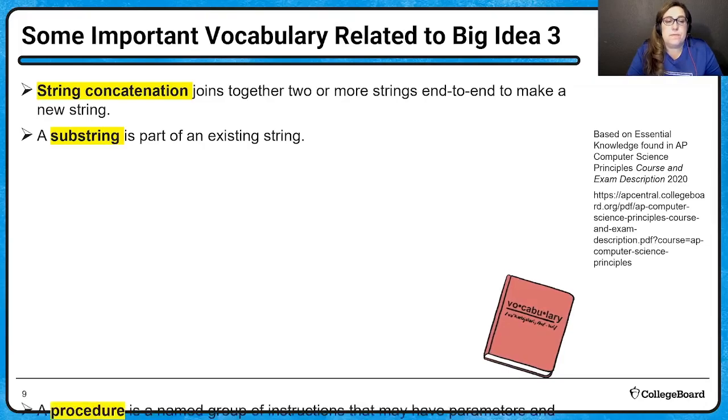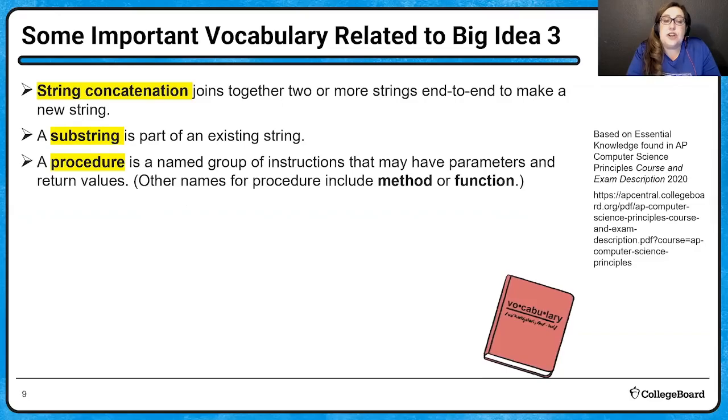A procedure is a named group of instructions that may have parameters and/or return values. In some programming languages, you might have called these things methods or functions as well. So procedures, methods, functions, they all basically in terms of programming mean pretty much the same thing. We're going to refer to them with the pseudocode as procedures.